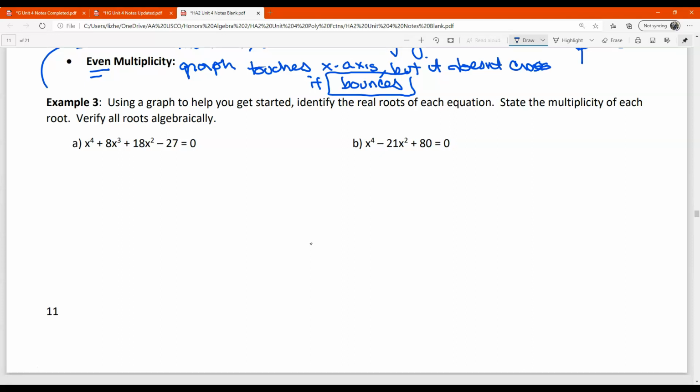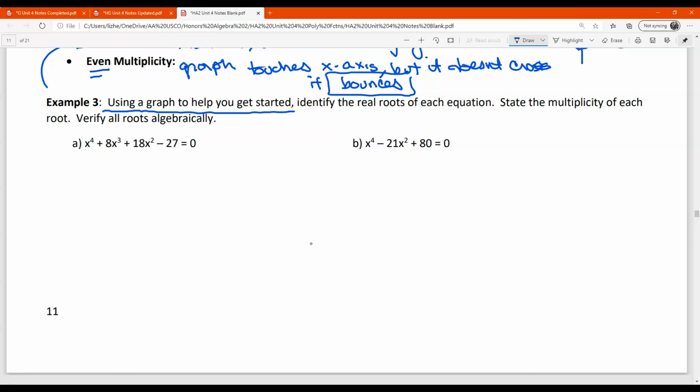So when it says using a graph to help you get started, that means you are going to put this polynomial equation into your graphing calculator and hit graph. And you're going to get a graph. And you're going to look at that graph and you're going to find one of the zeros. But you can't just say that is a 0. You're going to use synthetic division to verify those zeros.